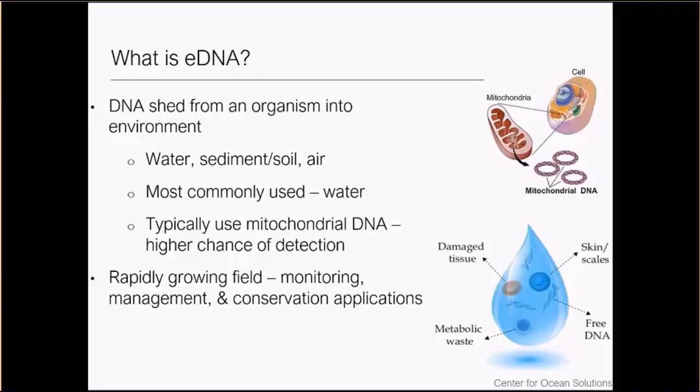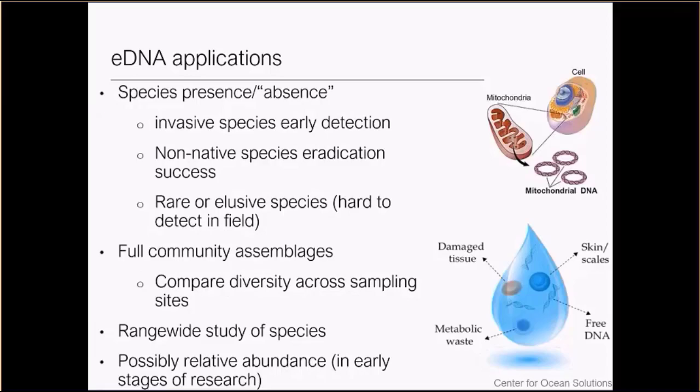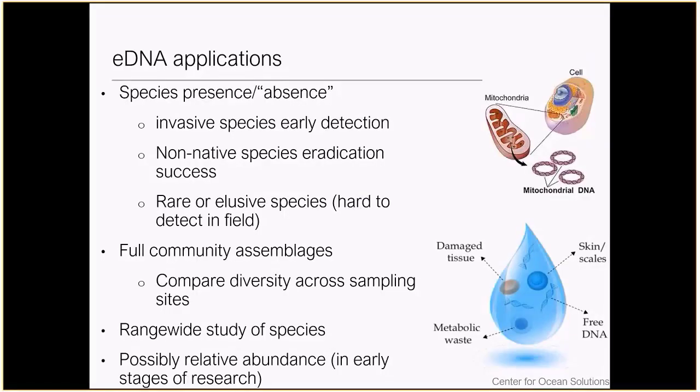So this is a rapidly growing field, and I'm going to talk about some of the applications that might be relevant to you. We can start with more of a basic presence-absence test for a species. I use absence a bit loosely. I'll come back to that, but we could use this for invasive species early detection. In the case of our first in-house project, we were using this to determine the eradication success of non-native trout before the native species was reintroduced.